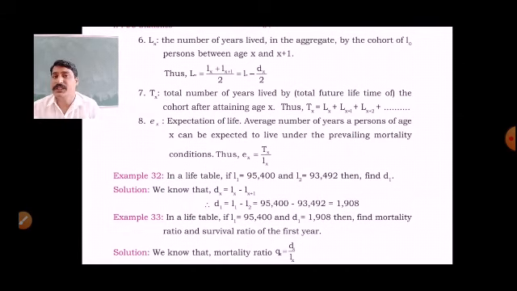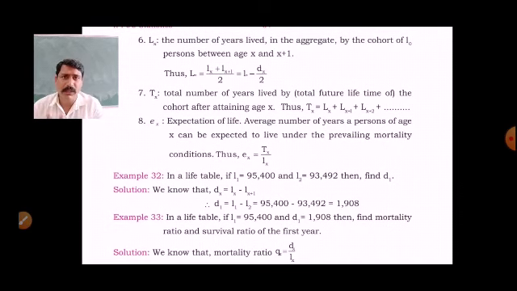Okay, next, the last term and one of the important terms, that is Ex. Ex is expectation of life. Expectation of life is the average number of years a person of age x can be expected to live under the prevailing mortality conditions. Here don't confuse it with longevity. Longevity just tells how many years a newborn baby will live, whereas expectation of life is the average number of years a person of age x may survive, that is any age.